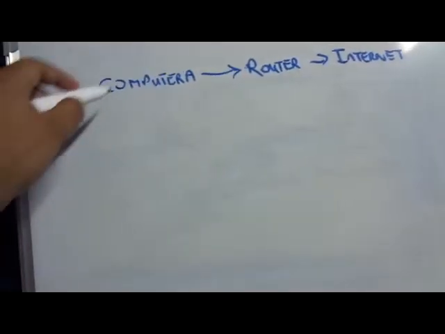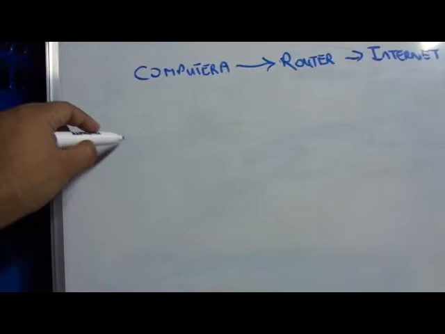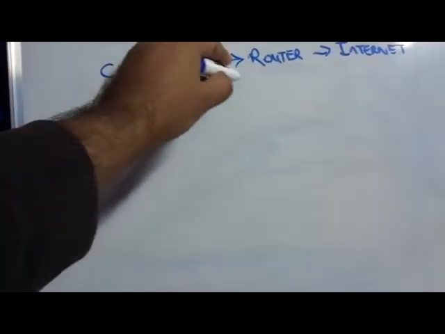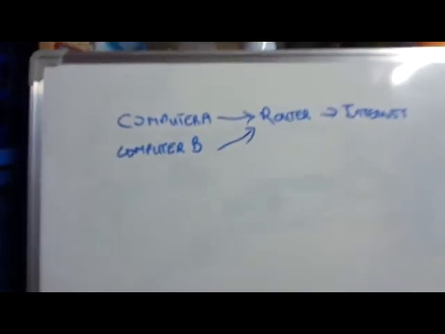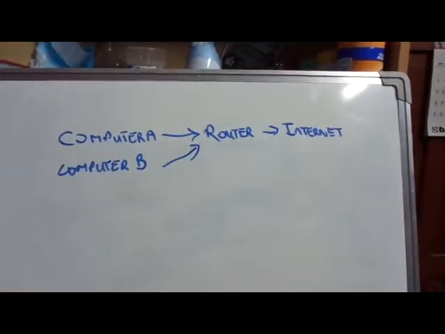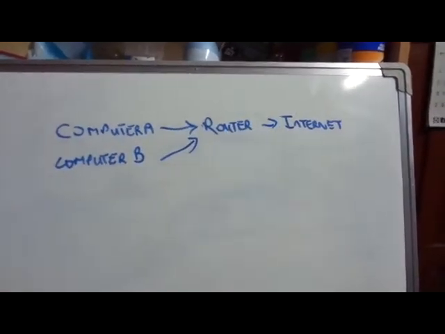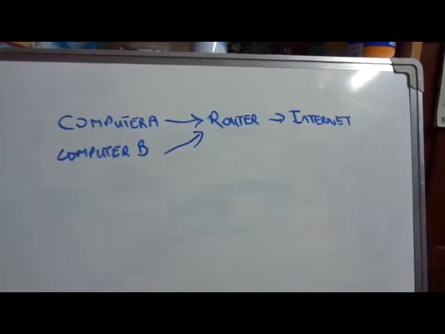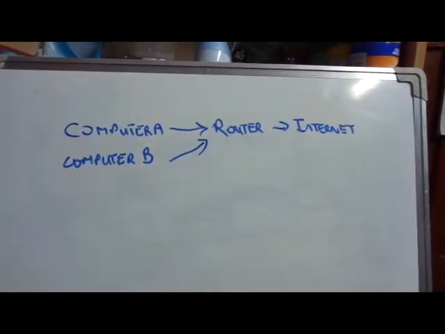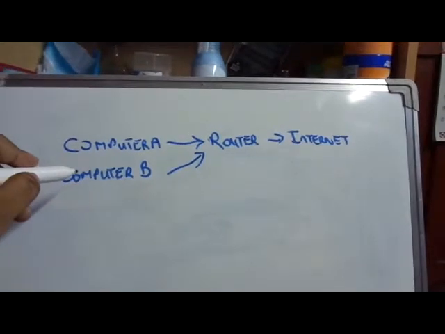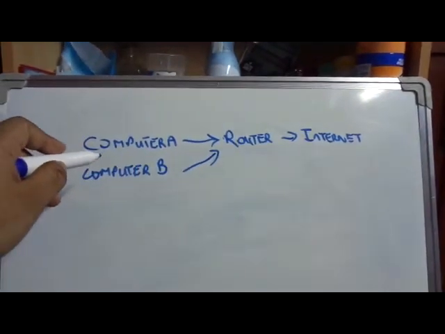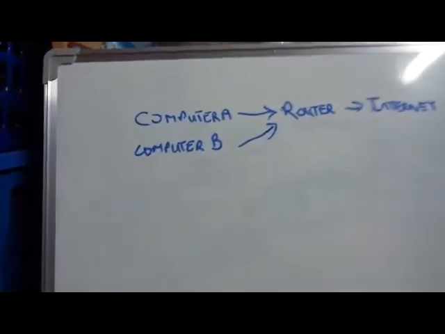So let's say computer A is connected to the router and there's also a computer B connected. Both of these are accessible to the internet. And of course, both of them should be able to communicate with each other as long as they are on the same subnet. I'll try to explain subnet in a little bit.